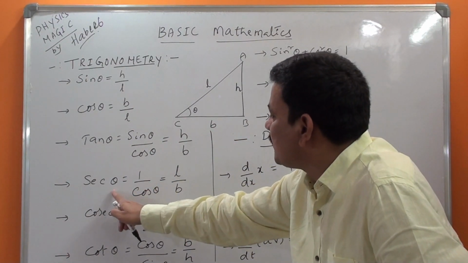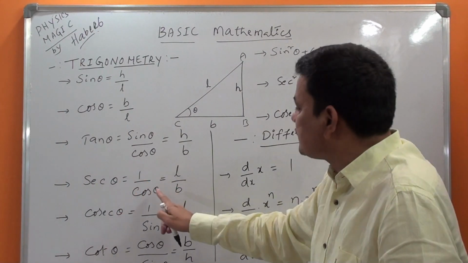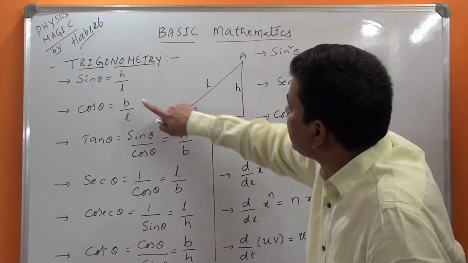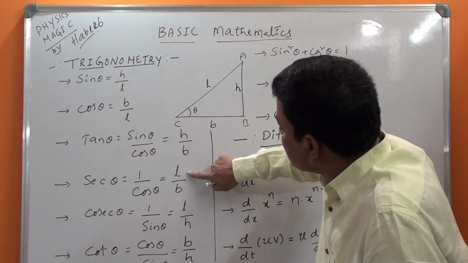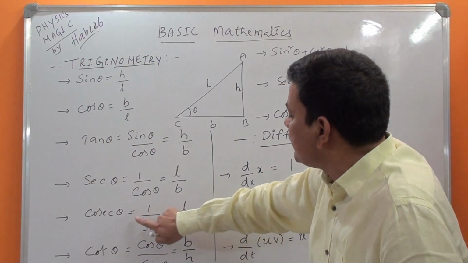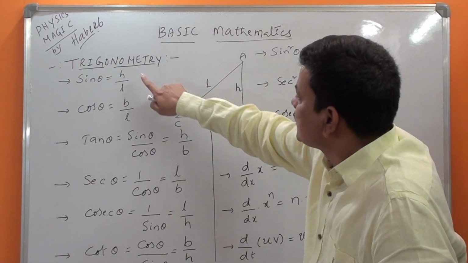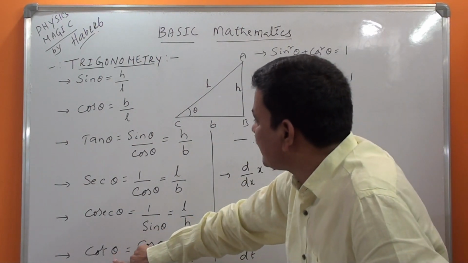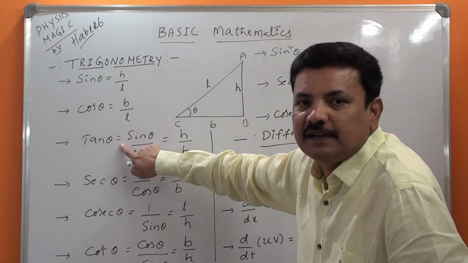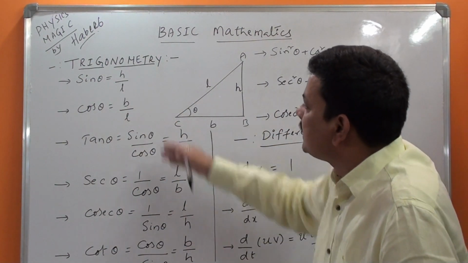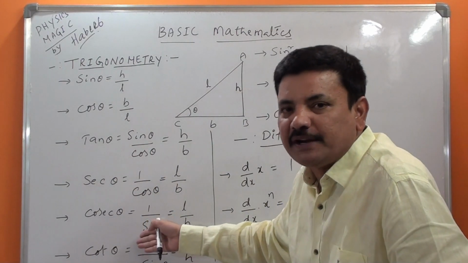Similarly, secant theta you can take, which is equal to the inverse of cos theta, that is 1 by cos theta. It's equal to l by b, because already we wrote here b by l, so the reverse of that is l by b. Similarly, cosecant theta is the reverse of sin theta. So sin theta is h by l, so you get here l by h. Similarly, cot theta is nothing but the reverse of tan theta, so you get here b by h. So these are the basic trigonometric functions.